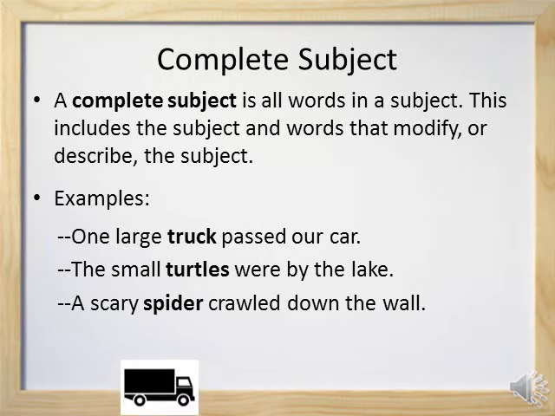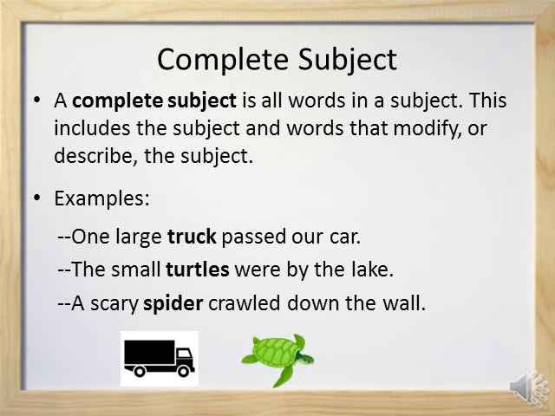One large truck passed our car. The small turtles were by the lake. A scary spider crawled down the wall. In the first sentence, one large truck passed our car. What is the action? The action is passed, or passed our car. Who or what passed our car? One large truck. The complete subject is one large truck. And if you remember, the simple subject is just one word, truck.